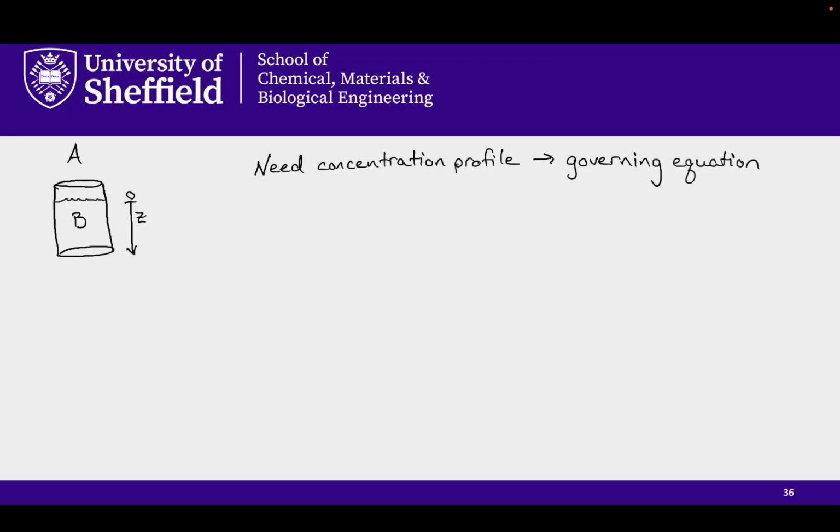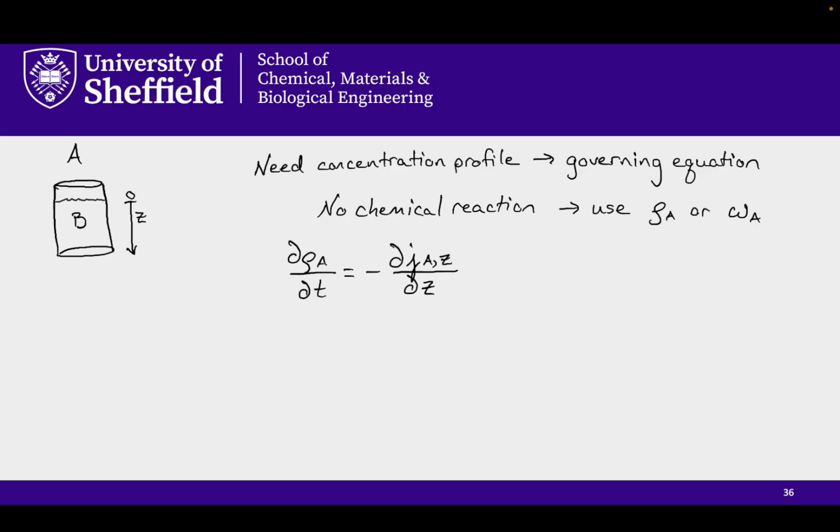Sketching out a schematic of the scenario, we can define any position to be z equal to 0, but it makes sense to do so at the liquid meniscus, which is where the A and B species meet. So we'll do that. We have no chemical reaction, so we're probably going to be using density or mass fraction units. And we can write our governing equation.